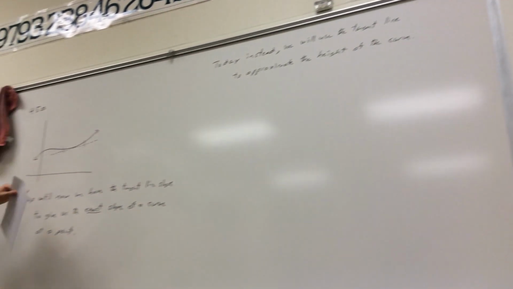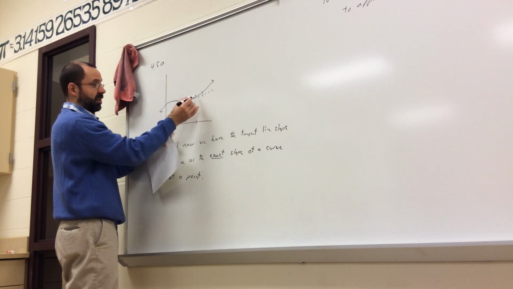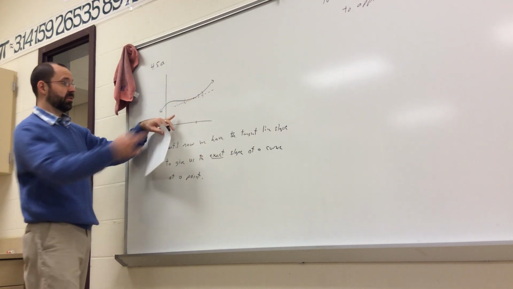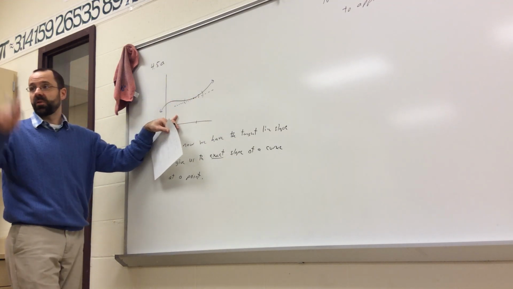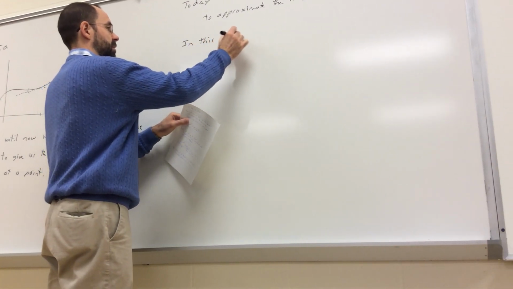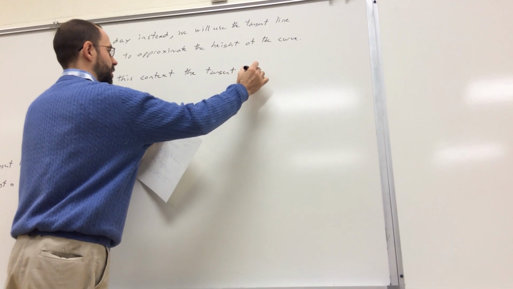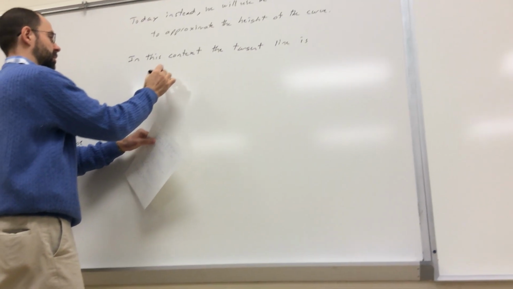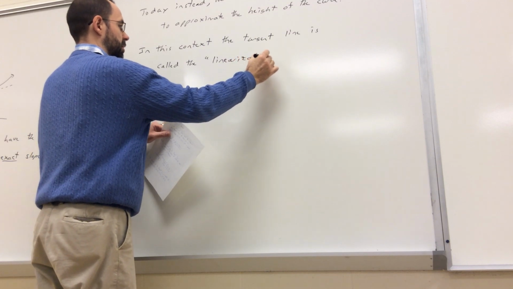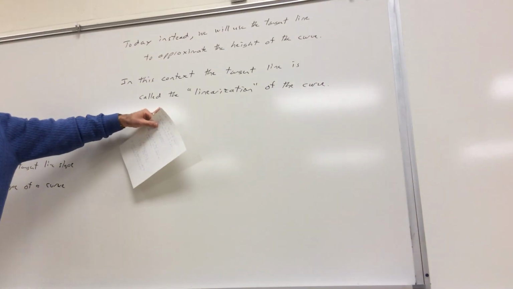So the reason we can do that is, at this point right here, at this x value, the height of the line is pretty close to the height of the curve. So since the height of the line is pretty close to the height of the curve, we're going to use that height to approximate the y value for the curve. Okay. And in this context, the tangent line is called the linearization of the curve.